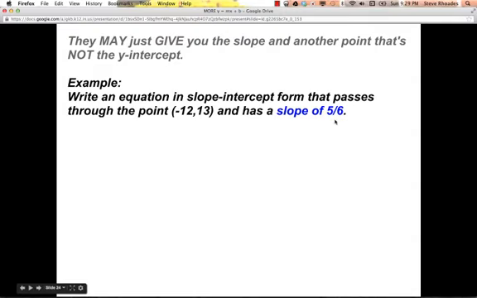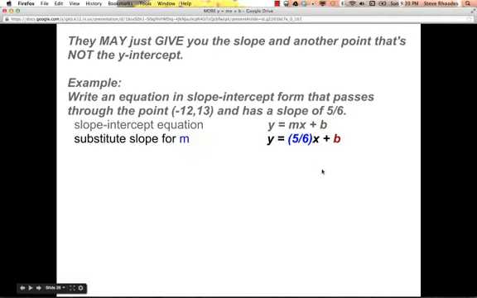Well, they've given us the slope, which is m, but they did not give us the y-intercept. So we need to try to come up with a slope-intercept equation. Again, that equation's in the form of y equals mx plus b. We're going to use the slope to help us figure that out. The slope was 5/6. We're going to put that in place of m. So now we have y equals 5/6 x plus b. We're going to use this point, -12, 13, to help us figure out what our y-intercept is.